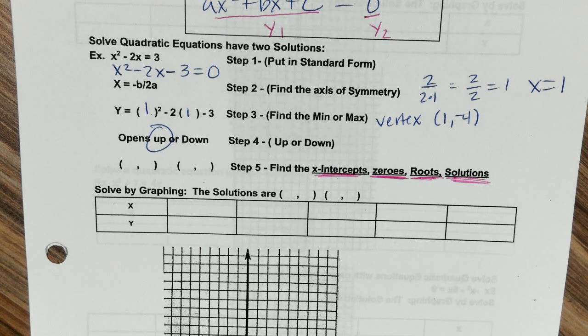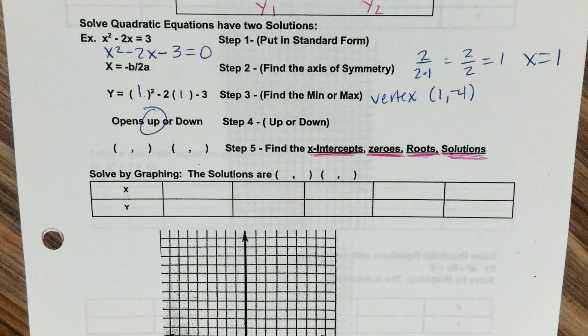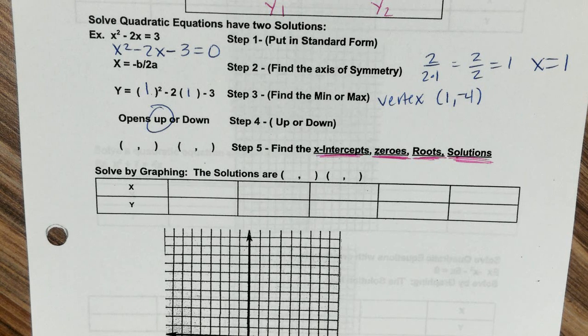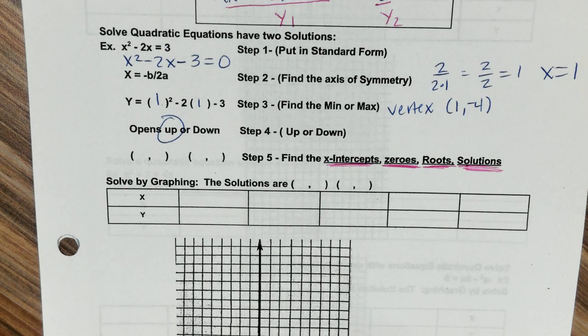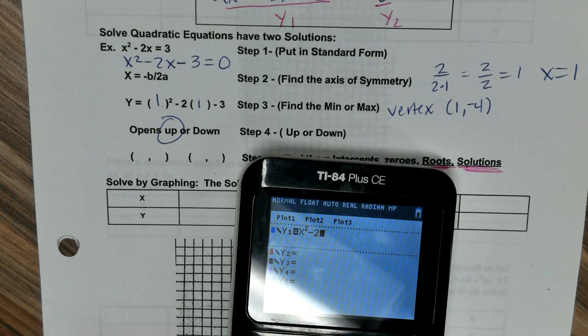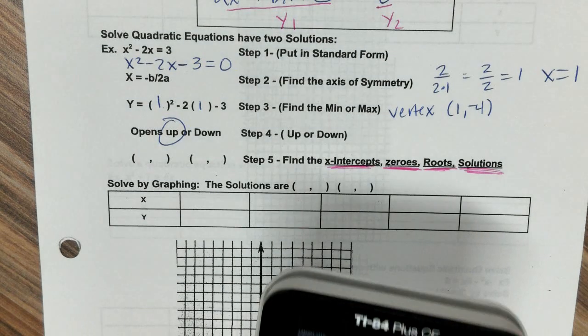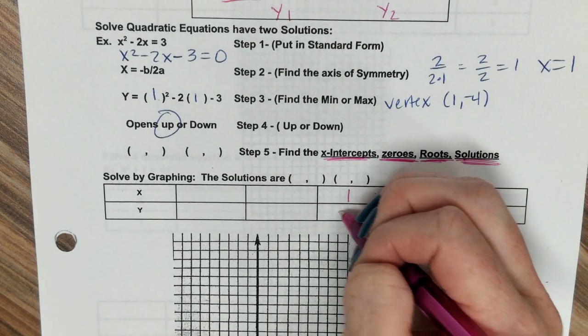So here we go. Let's go graph this. We know the vertex is at 1, negative 4, so I'm going to go ahead and put a dot at 1, negative 4. That's the only point we have so far. So now I'm going to go use my calculator and at least get my table filled in. So x squared minus 2x minus 3. And I'm going to go to my table and fill this in. I know that my vertex is at 1, negative 4. So that's going to go in the middle.